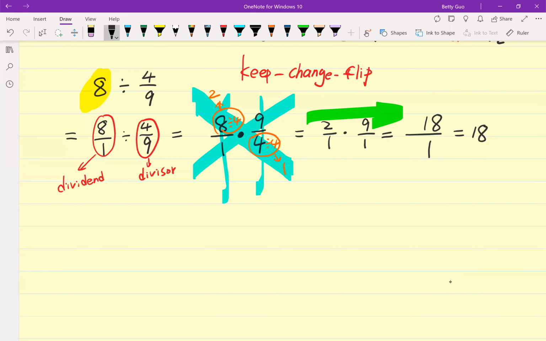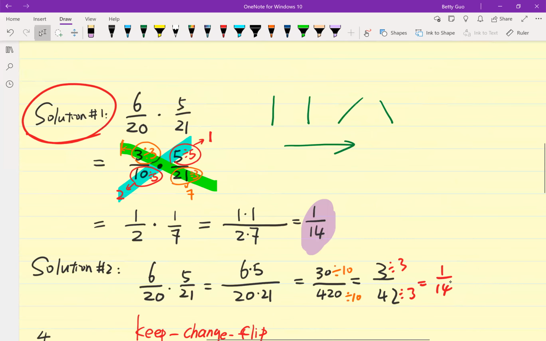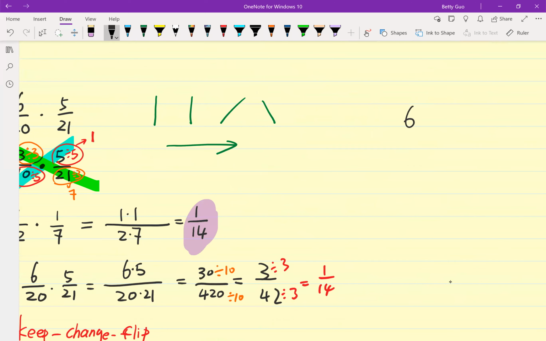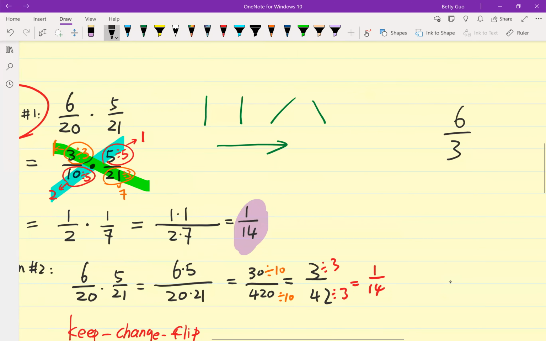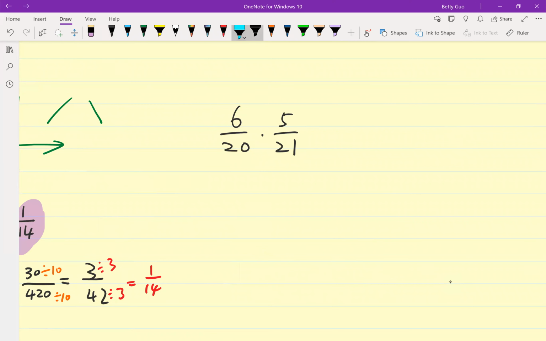That's a good question. What do we change the vertical for? Let's go back to the problem from earlier. I have 6 over 20 times 5 over 21. The first vertical, that's a very good question, is I look at the first fraction to see if I can reduce it.